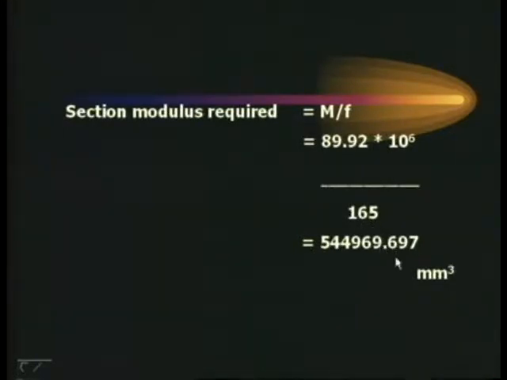Now this is your section modulus required. What are we to do now? You have to choose a section which has section modulus slightly greater than this. It should not be abnormally high. It should be slightly greater than this. Now we move on. Shall we choose a section? Take out your steel tables.